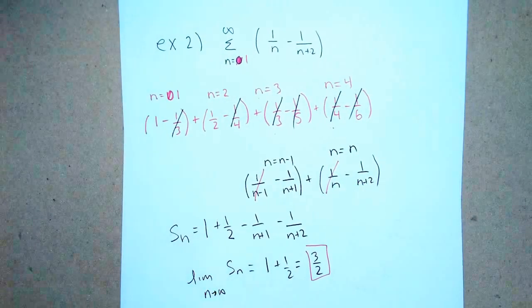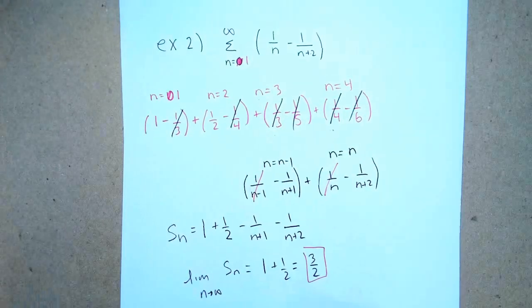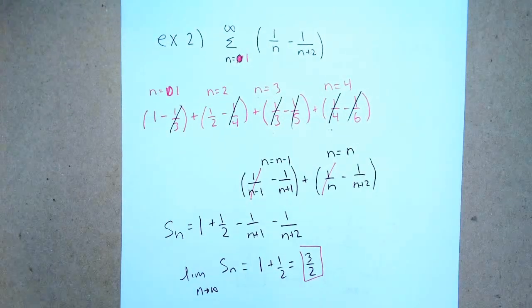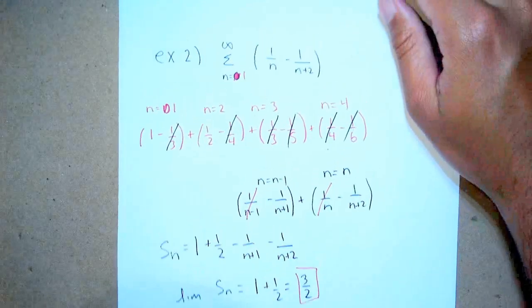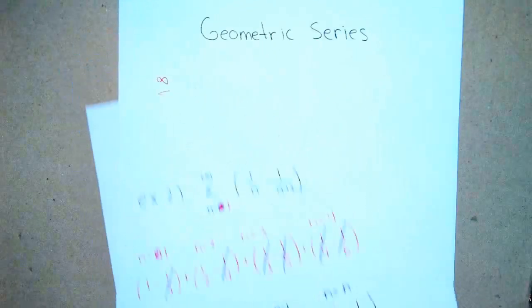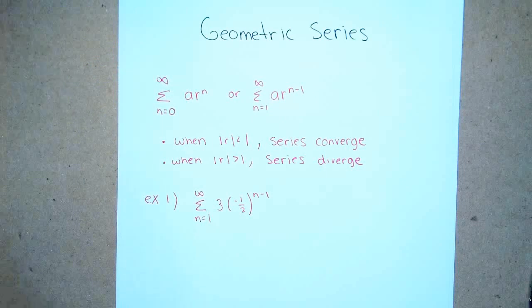Now, the one thing about telescoping series is the fact that you're able to actually see what the sum is going to be. Majority of the series that you're working with, you're not going to be able to figure out the sum. Okay? So the first one's telescoping, that you can find the sum, and it's going to converge to 3/2 for this problem. And the next type of series that we're going to be working with that we can find the sum, if it converges, is geometric.